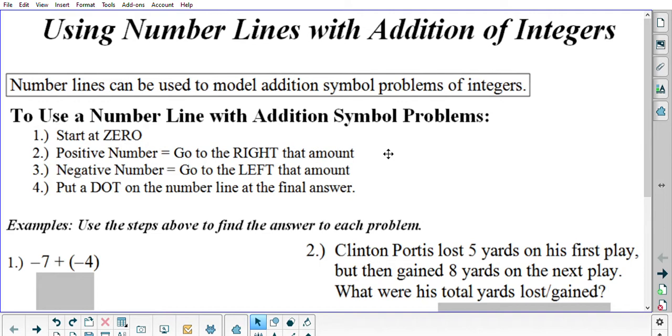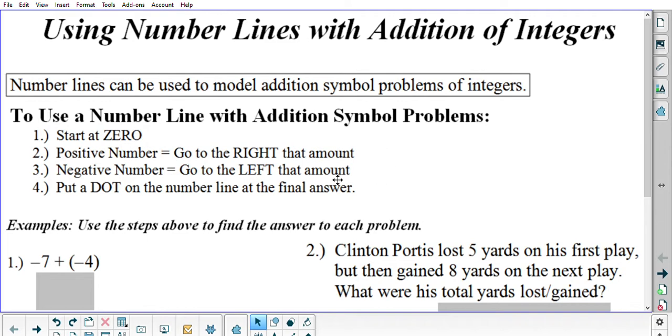Alright, follow along with me as I read the opening statements out loud. It says number lines can be used to model addition symbol problems of integers. When I say model addition symbol problems, I mean to visually represent these addition symbol problems. Addition symbol problems just mean problems that have a plus sign in between the numbers. So I'm not trying to make this complex, just want to make sure you understand what I'm talking about.